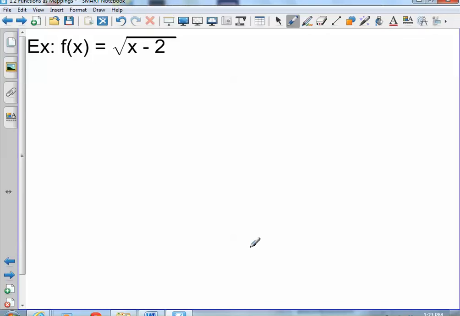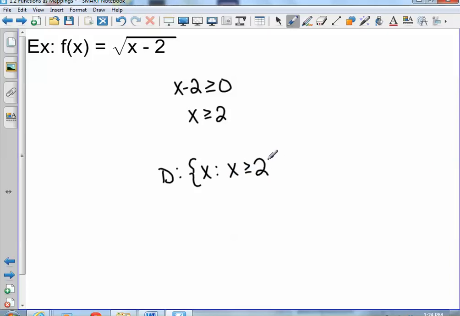Okay, this time I gave you a radical. What do we have to worry about if we have a radical? You have to look at the radicand part underneath the radical, and what has to be true about it? Right, so we're going to say x minus 2 has to be greater than or equal to 0. It cannot be negative. So if I solve that, I get x is greater than or equal to 2. So my domain will be the set of all x's such that x is greater than or equal to 2. Is that okay? All right.